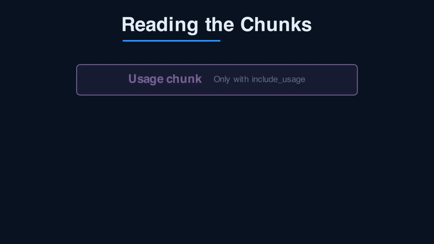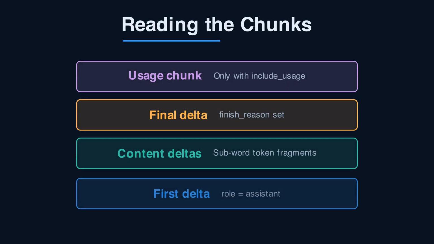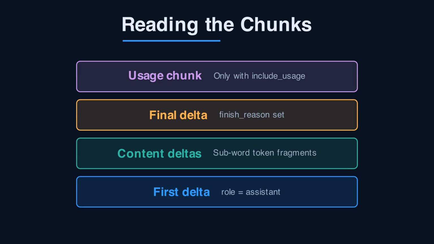Each chunk is a partial chat completion. The delta only contains what changed. The first delta usually sets the role to assistant. The middle deltas carry content fragments, which are often subword tokens, not whole words. And the final chunk sets finish_reason to stop, length, or content_filter and carries empty content.